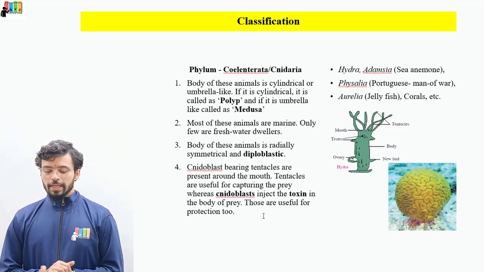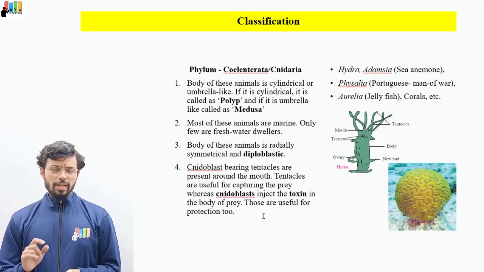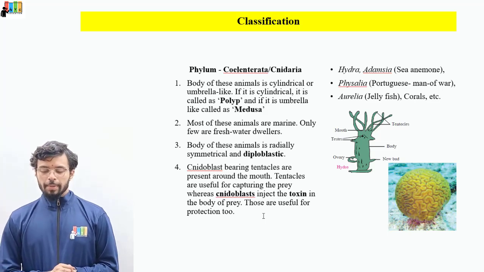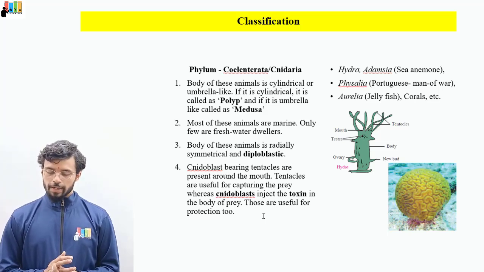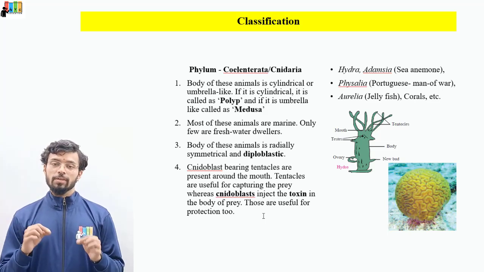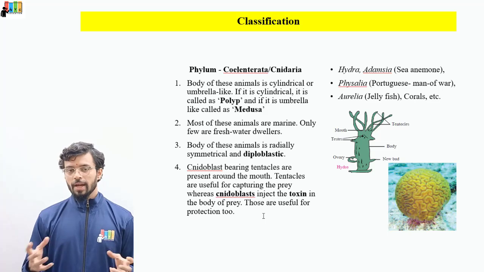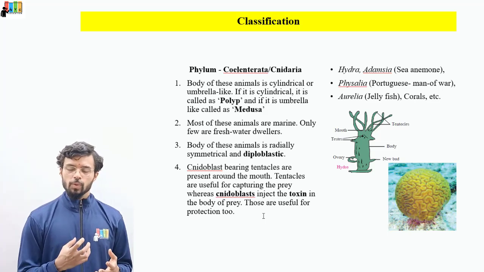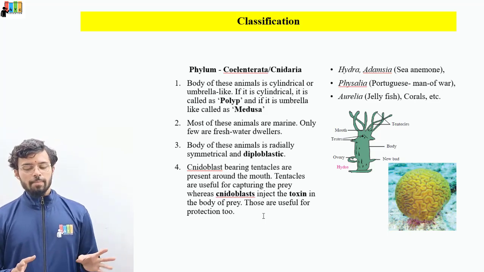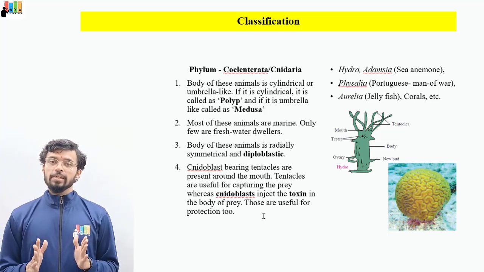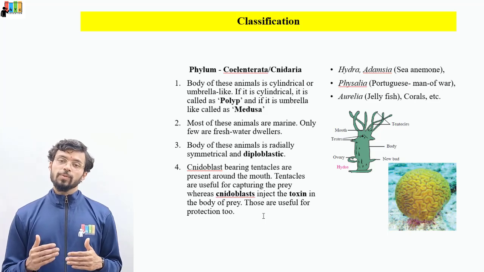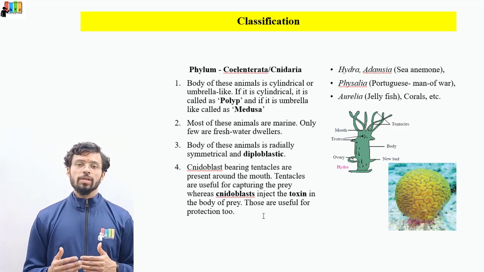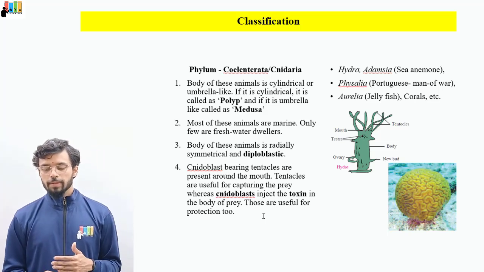diploblastic. Then they have these cnidoblasts, or nidoblasts, as you want to call it, bearing tentacles that are present near the mouth parts. So basically, they are useful for capturing prey, and they do inject certain toxins which paralyze their prey, and this is how they prey on zooplankton or phytoplankton that are microscopic creatures. So the best example is Hydra. Hydra is very well researched in terms of regeneration because it has a huge regeneration potential. Hydra is the best example to remember.